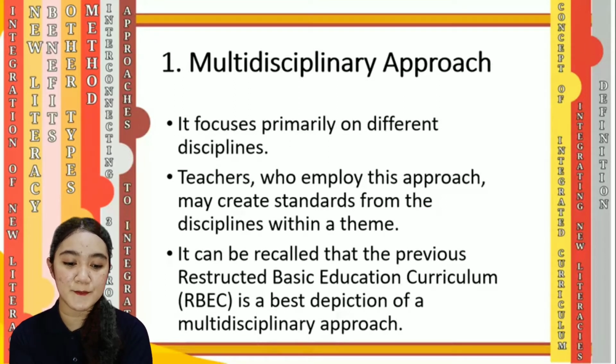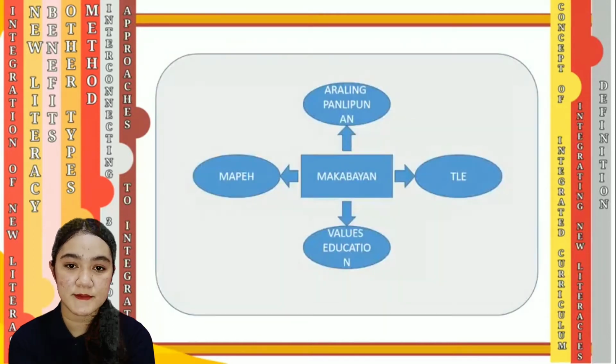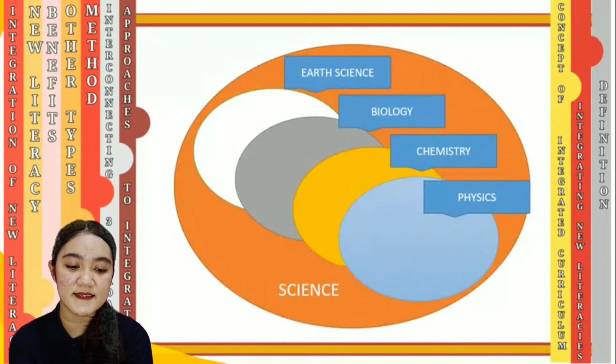A teacher who employs this approach may create standards from disciplines within a theme. Also, it can be recalled that the previous Restructured Basic Education Curriculum, or RBEC, is the best depiction of a multidisciplinary approach. The figure below shows 4 disciplines: the Araling Panlipunan, Values Education, MAPE, and TLE, were integrated along with the theme Makabayan, as an integrated subject that serves as laboratory of life. The next figure shows the science integrating subdisciplines such as earth science, biology, chemistry, and physics that responds to spiral curriculum approach.